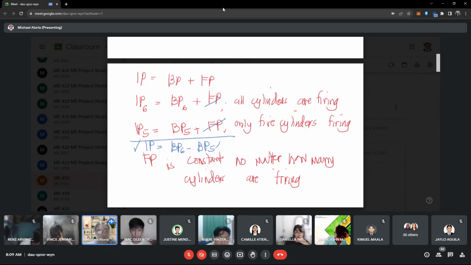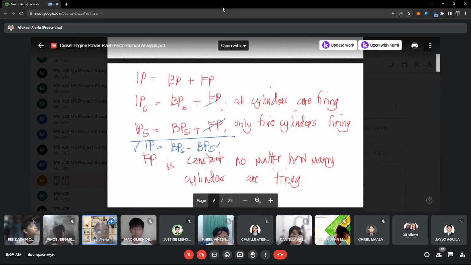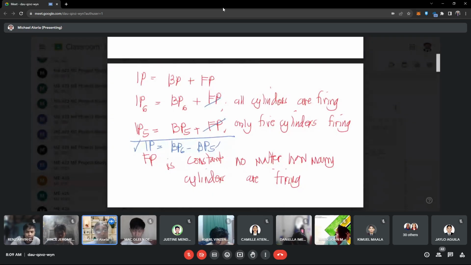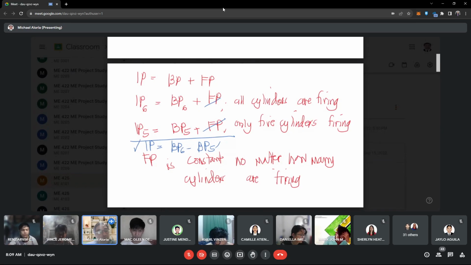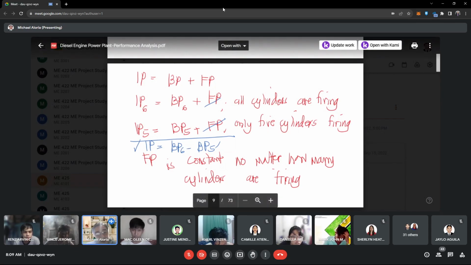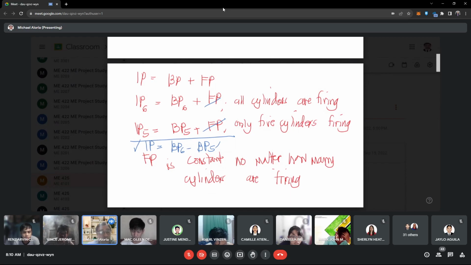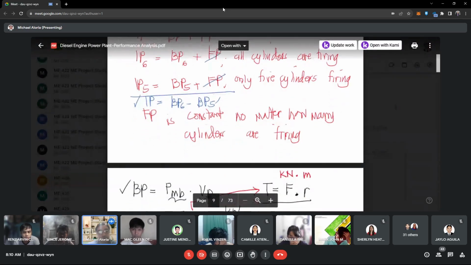Okay, anong napansin ninyo? Your friction power is basically constant or basically the same no matter how many cylinders are firing. So therefore, your friction power is constant no matter how many cylinders are firing. Okay? So isa lang yun, pareho lang siya. If you are going to cancel out this one, pag minus natin ito, IP6 minus IP5 is IP. And your BP6 minus BP5, this will cancel out yung iyong friction power. So that would serve as your IP.